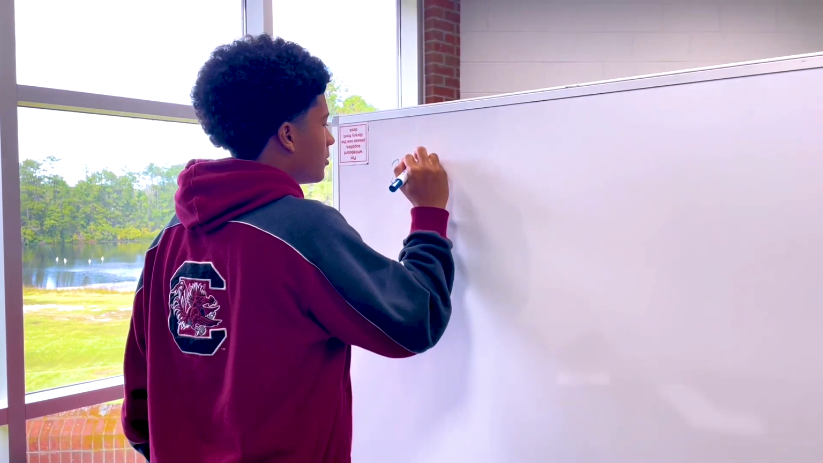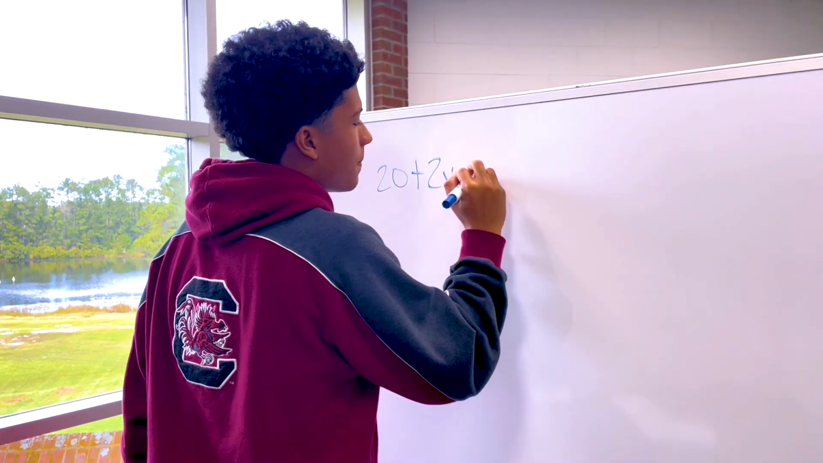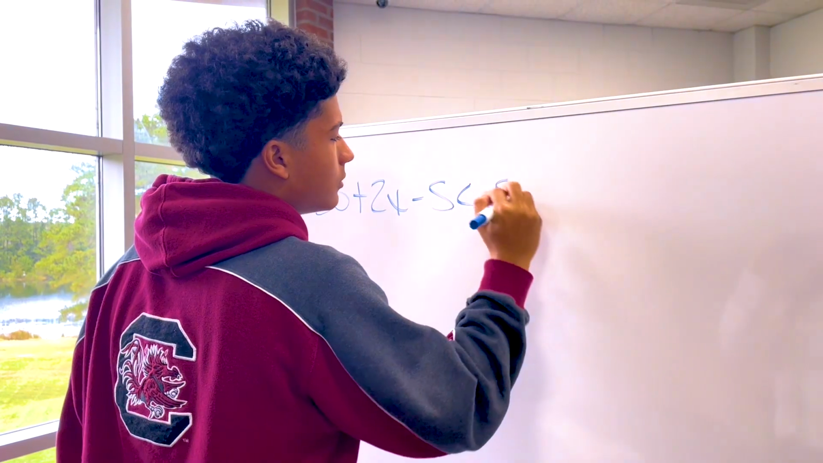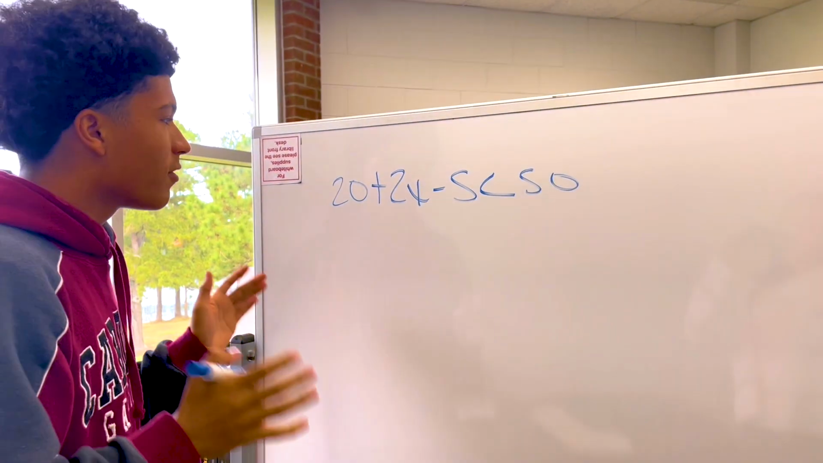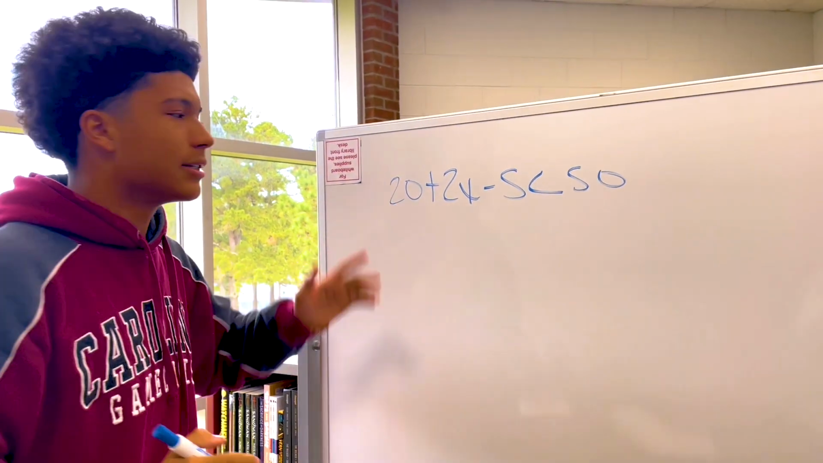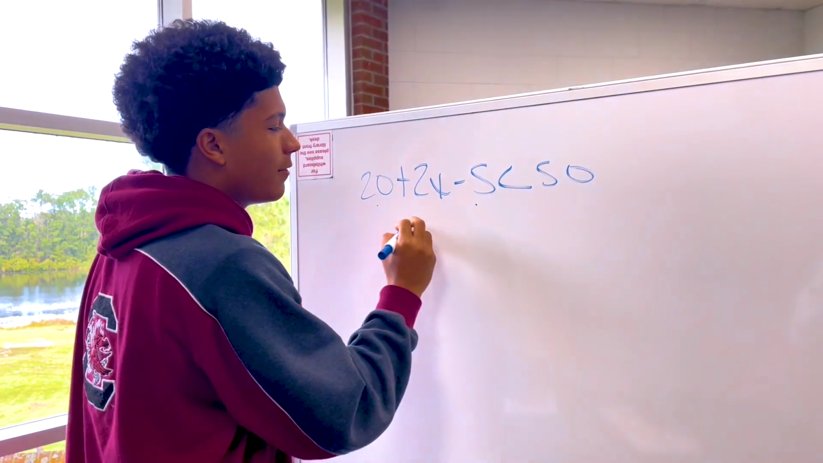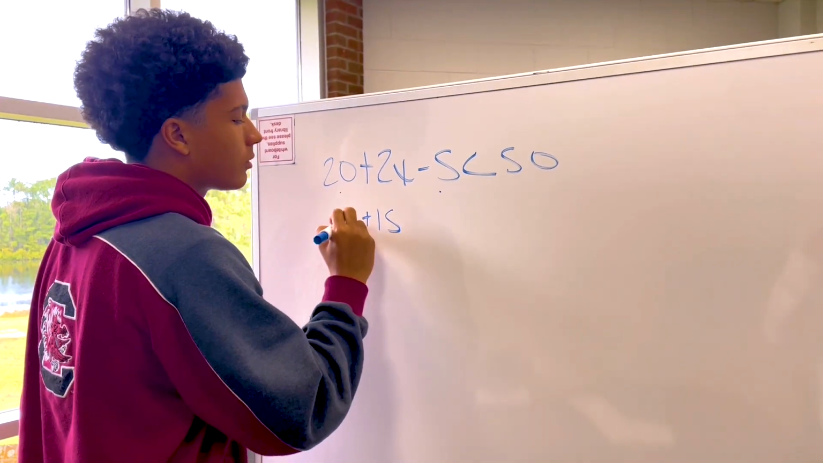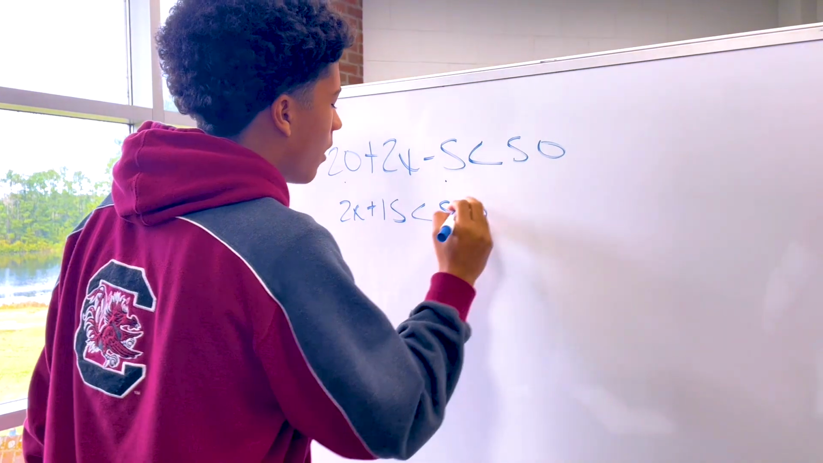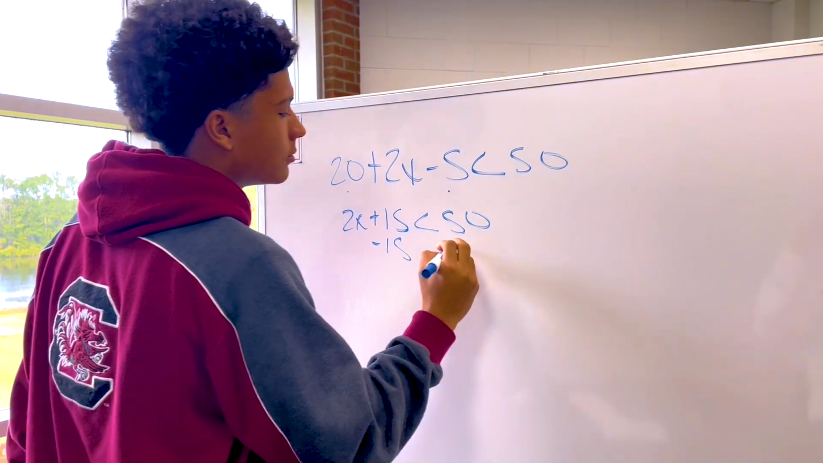Problem would be 20 plus 2x minus 5. It's the same problem from before, but we just included the discount. 20 minus 5, that's 15. Subtract 15.